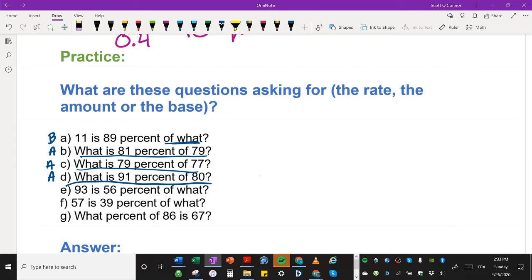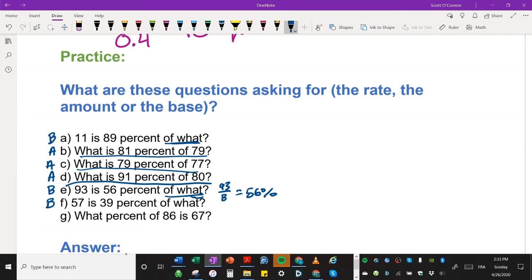Now we have 93 is 56% of what? We can see "of what" here, so whatever is here is going to be the unknown, the base. So we can write equals 56%, 93 of what? That's the base, trying to find the base. 57 is 39% of what? And you should recognize this structure. It's the exact same we just saw, and so we're trying to find the base here as well.